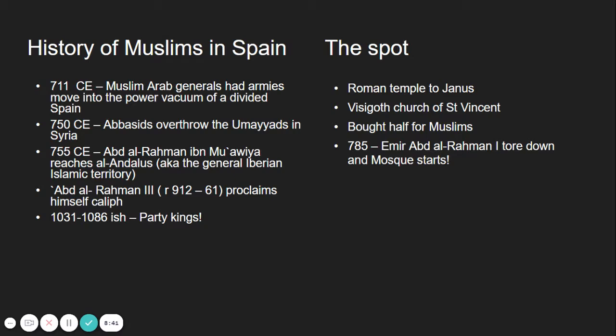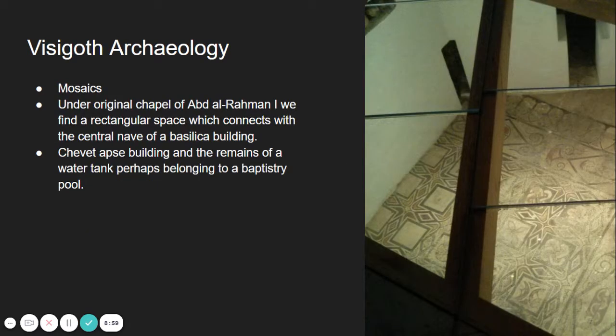In Cordoba, there are Roman and Visigoth materials that are reused in making the building, but whether there was actually a Roman temple there, we're not sure. But the Visigoth church is absolutely there, and we'll take a look at it right here.